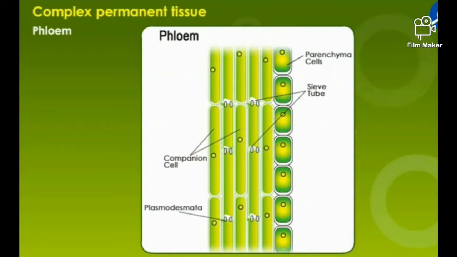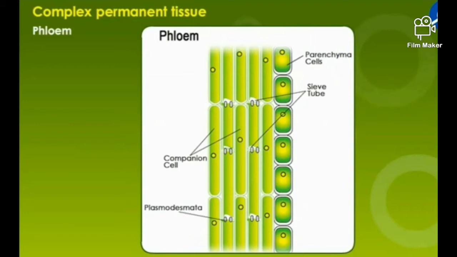Now, phloem. Phloem consists of thin wall elements which are responsible for the conduction of food materials from the leaves to the different parts of the plant body. It comprises four types of cells. They are sieve tubes, companion cells, phloem parenchyma and phloem fibers. Students, in gymnosperms and pteridophytes, the phloem consists of sieve tubes and phloem parenchyma. In monocots, it consists of sieve tubes and companion cells.